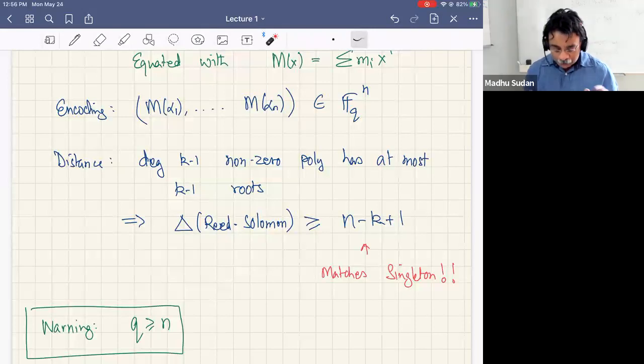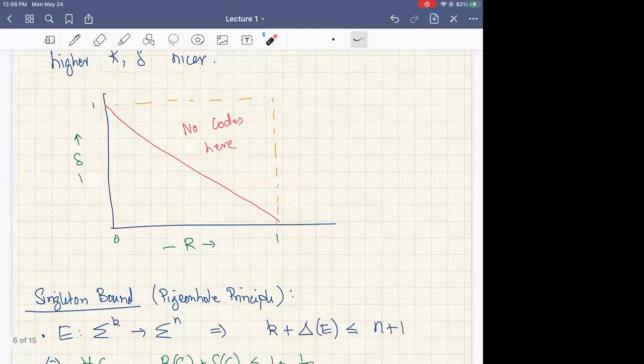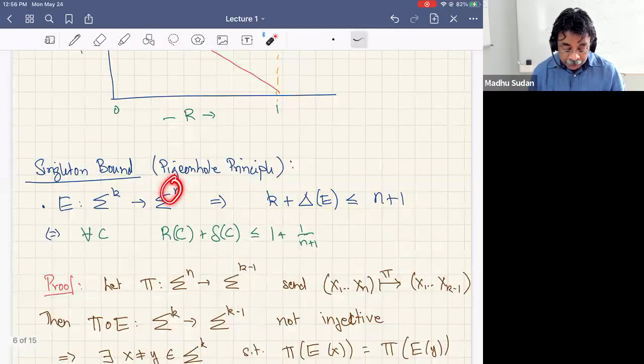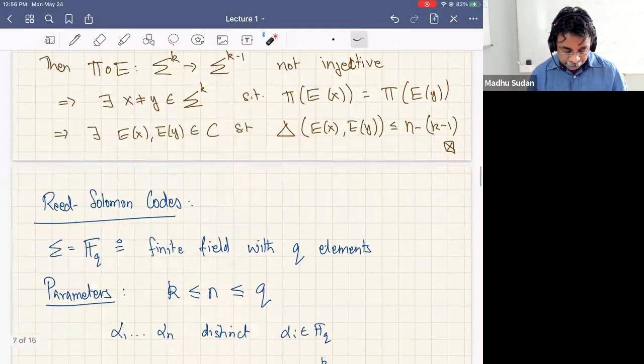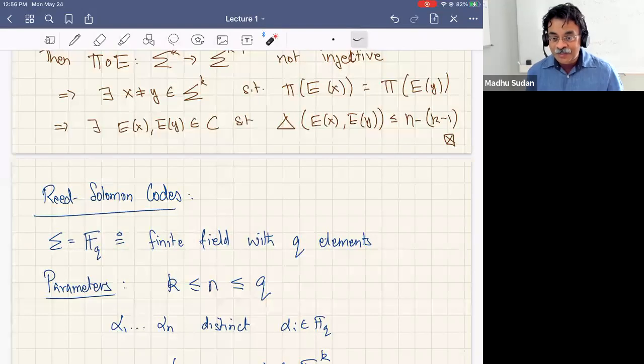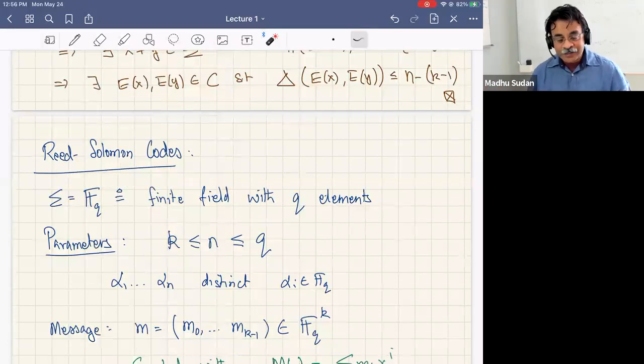Okay, so what happens if we change the length of the code? Notice you can take any n you want, and you can make n larger or smaller, and the Reed-Solomon codes work, provided you don't try to make n larger than q. What happens if you want to fix q and make n very large?